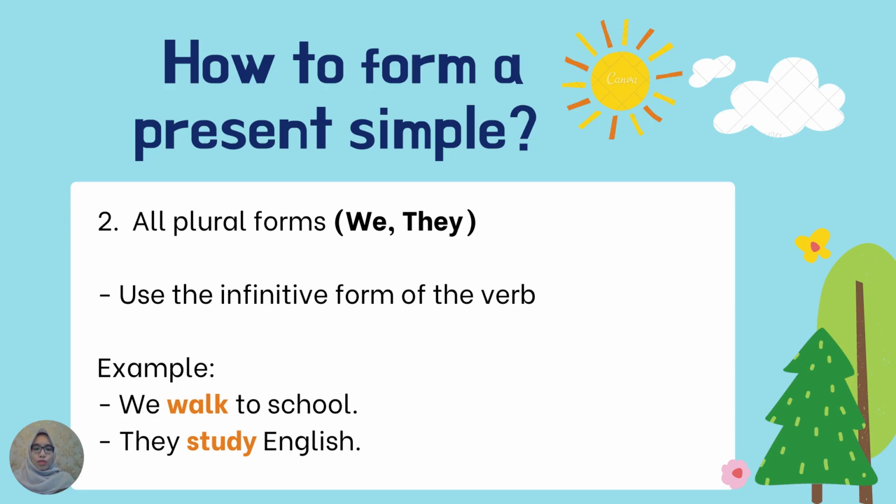Similarly, for all plural forms such as we, they, or anything that is more than one, as in Ahmad and Abu, there are two persons, right? So similar to the first and second person singular form, for we, they, and also anything that is more than one, you also have to use the infinitive form of the verb, meaning the root word. For example, we walk to school and also they study English.